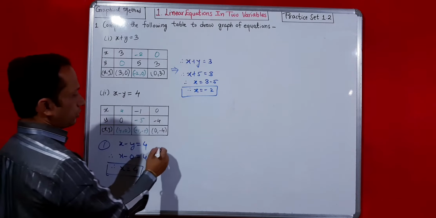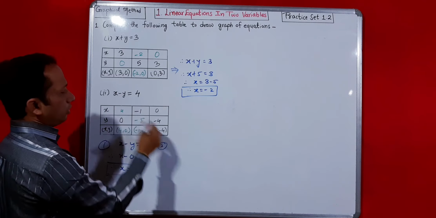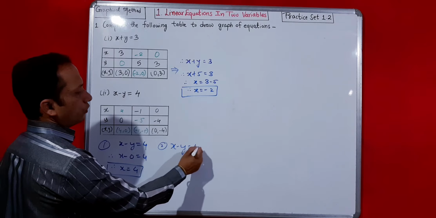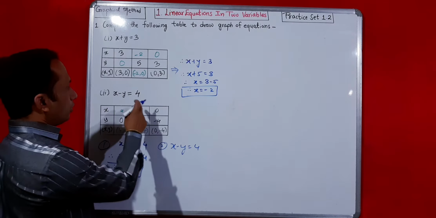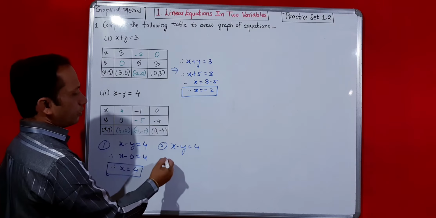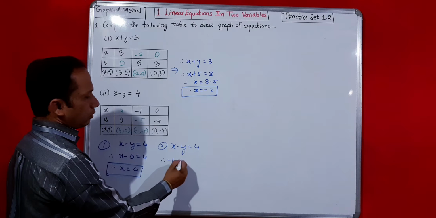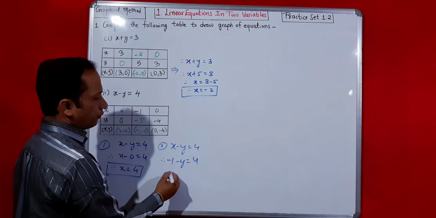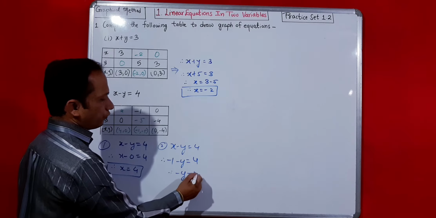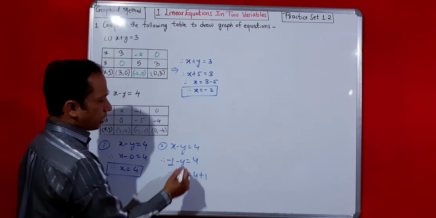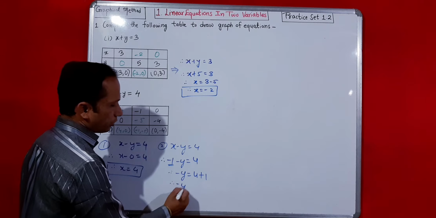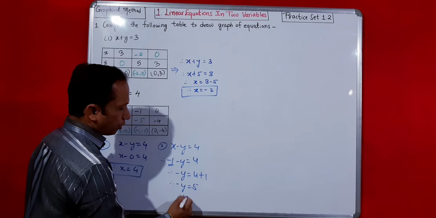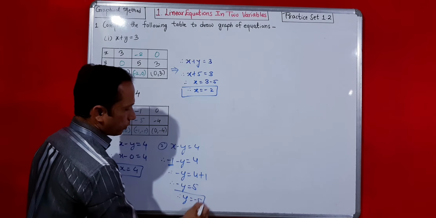Second condition, come to the second, x minus y is equal to 4. Now what we have to find out, minus 1 is given. Therefore minus 1 minus y is equal to 4. Therefore minus y is equal to 4 plus 1, so minus y is equal to 5 and y is equal to minus 5. Okay, so this is second.